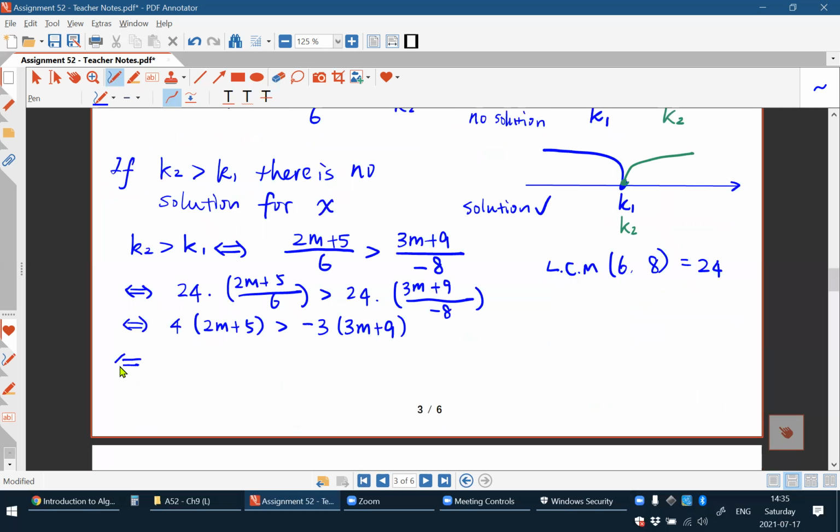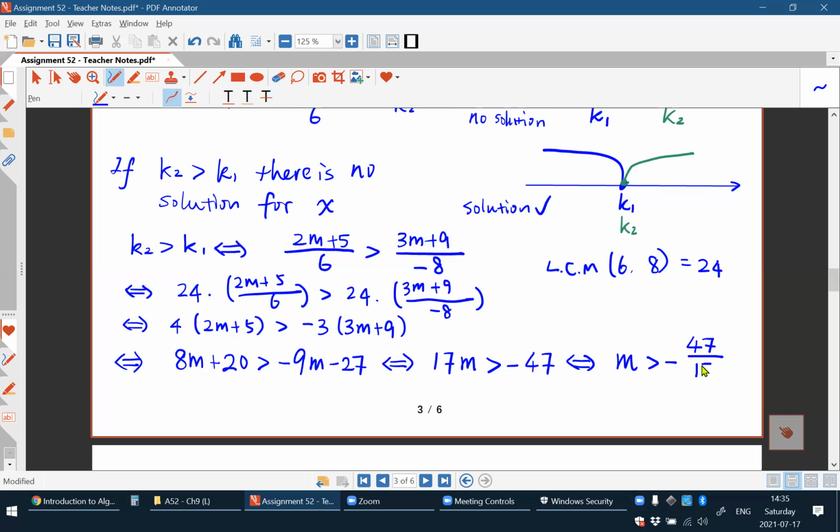Okay, and then we only need to solve this inequality, right? 8m plus 20 greater than minus 9m minus 27, which is equivalent to, we can move the minus 9m to the left-hand side, which is 17m greater than, and then move plus 20 to the other side, which is minus 47, right? And this is actually equivalent to m should be greater than minus 47 over 17, right? Okay, so the conclusion is if m is greater than minus 47 over 17, then there is no solution for X.